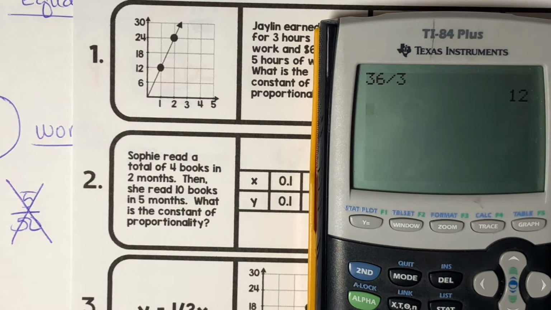Well, let's also see, because remember, in order for it to be proportional, the y divided by the x has to be the same number. So if $60 for 5 hours of work also gives me 12, yep, there we go.